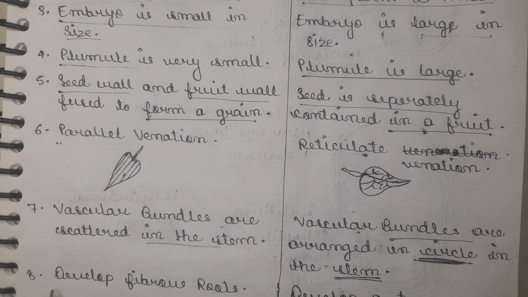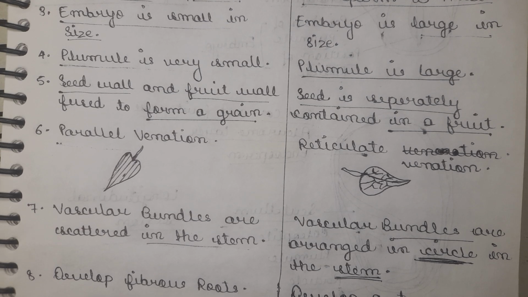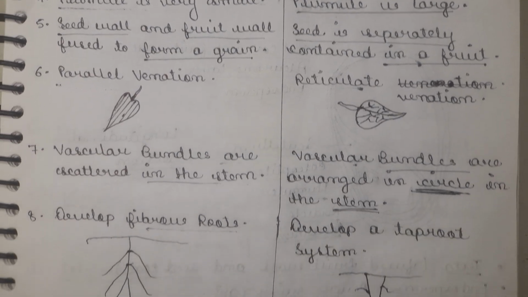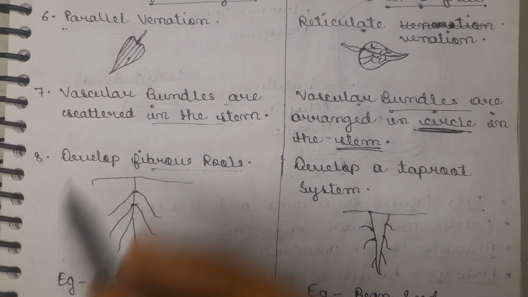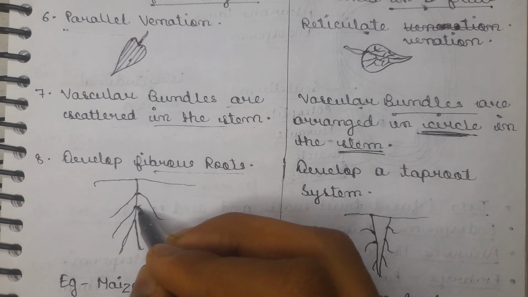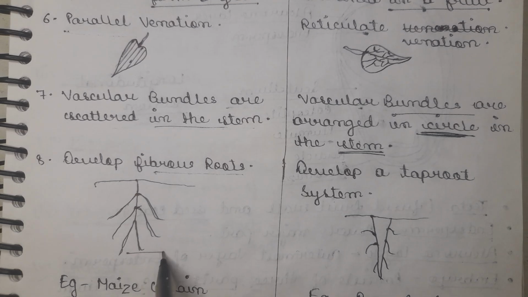Now the last one is about the structure of the roots. Typically, the monocot seed develops a fibrous root. If you see the diagram of this fibrous root, you will see one main root and subdivided roots from this. These are basically the fibrous roots.